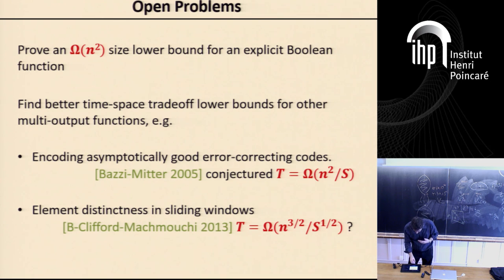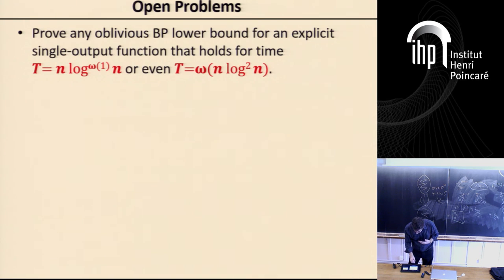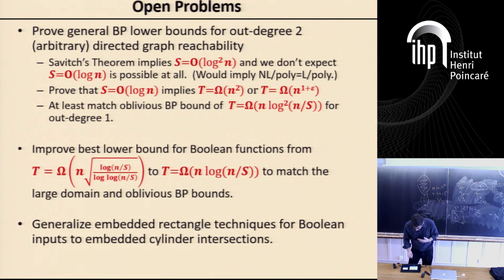For general branching programs, we're really in this sub n log n range, and it would really be nice to get better bounds, and graph reachability is a favorite problem. Error correcting codes, Bazzi-Mitter, is a favorite problem, and there are quite a few others that have fairly broad interest. And actually, there are a lot of problems that haven't been studied, even for proving multi-output lower bounds. There was a lot of work in the 80s, early 90s, and there's been much less recently for multi-output functions.